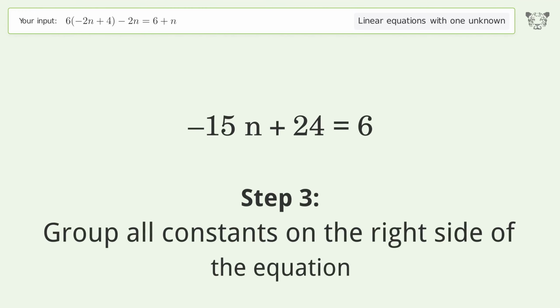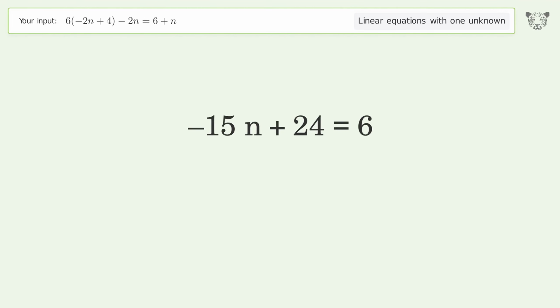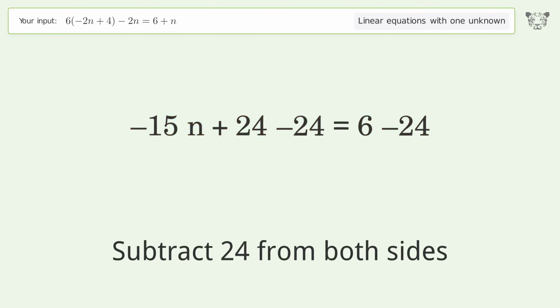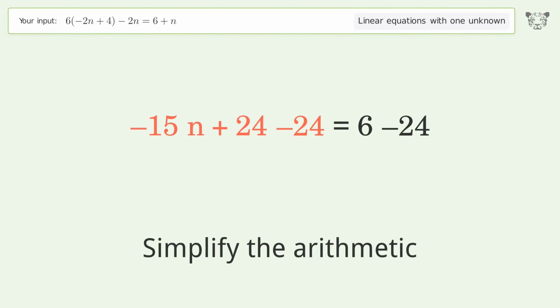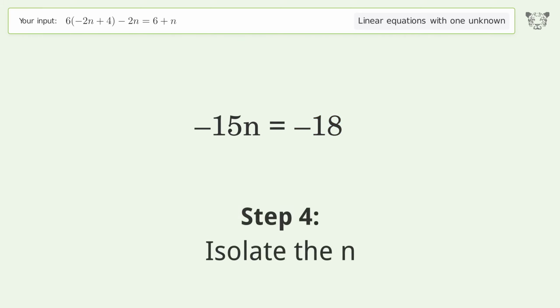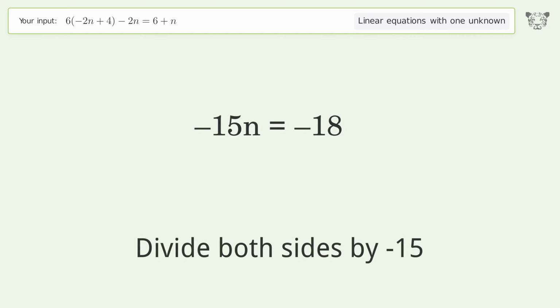Group all constants on the right side of the equation. Subtract 24 from both sides. Simplify the arithmetic. Isolate the n. Divide both sides by -15.